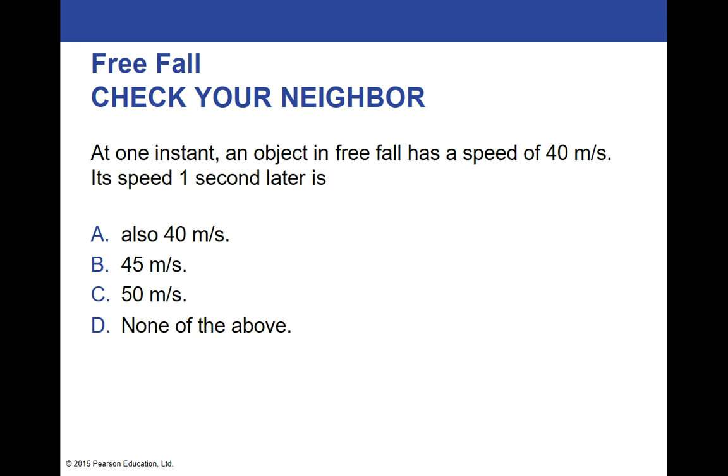Now we'll check our understanding. Bottom right slide of page 43. So at one instant, an object in free fall has a speed of 40 meters per second. What is the object's speed 1 second later? Think about this for a moment and decide on your answer.